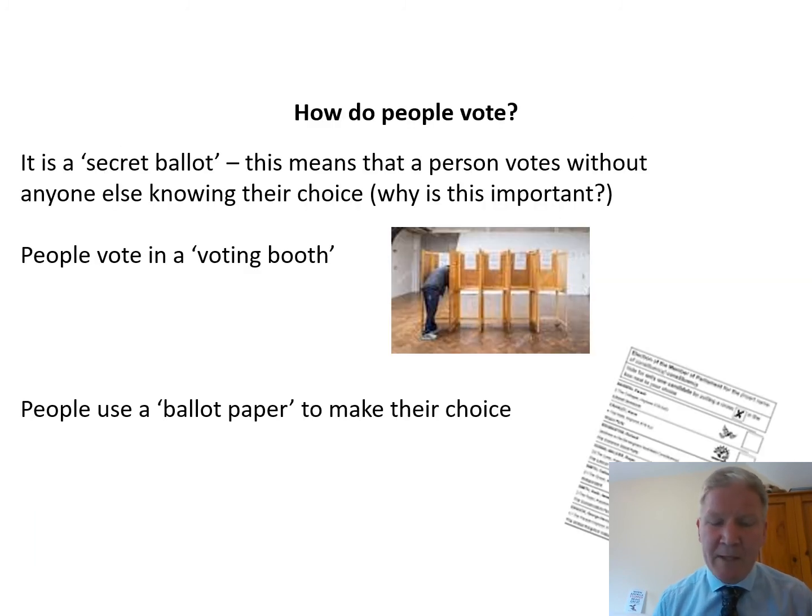Okay. Next week is elections week. That means people get to vote for people who are going to represent them. You'll vote for your tutor representatives, but you'll also vote for the sixth form president. In democracies, this is done through a secret ballot, which means one person votes without anyone else knowing their choice. This is important because it allows people to feel safe in that decision, and they're not going to be pressurized by other people to vote a particular way. People vote in a voting booth, and they use a ballot paper to make their choice.